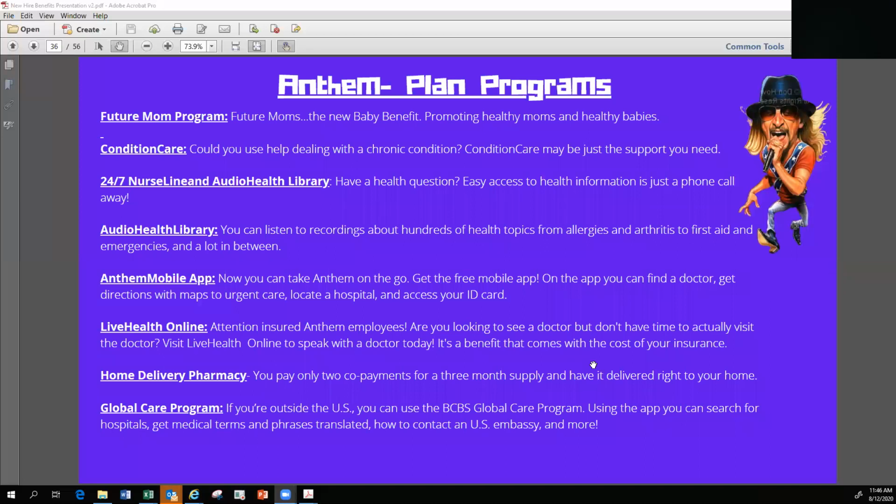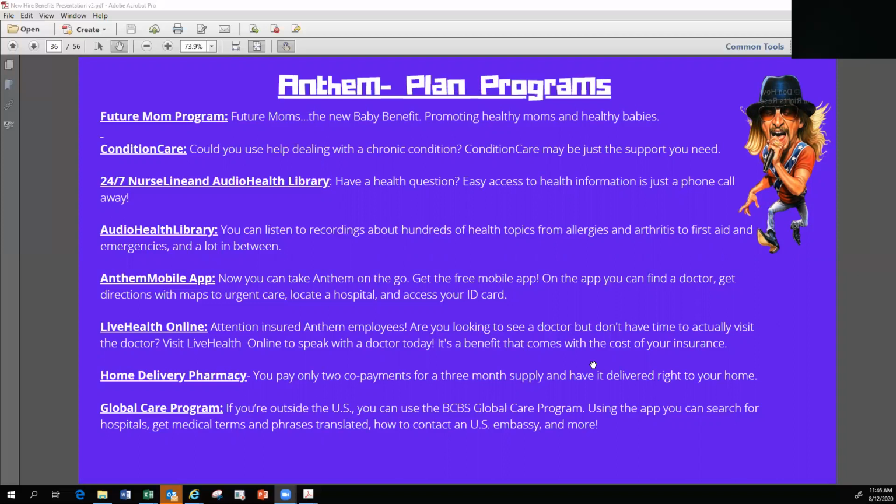Anthem programs. They have a Future Mom program, so if you enroll in the plan within your first 16 weeks of becoming pregnant and have your teeth cleaned, they will have a 24-hour nurse available for you. I believe they still send you a book of weekly things that are happening with the baby. And if you enroll in the Key Advantage 250 and participate in the program, then they will waive the hospital fee for you, which I think right now is about $400. They have a lot of information on chronic conditions, a 24-hour nurse, and a health library.